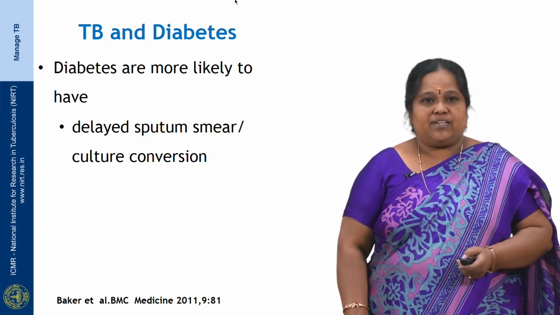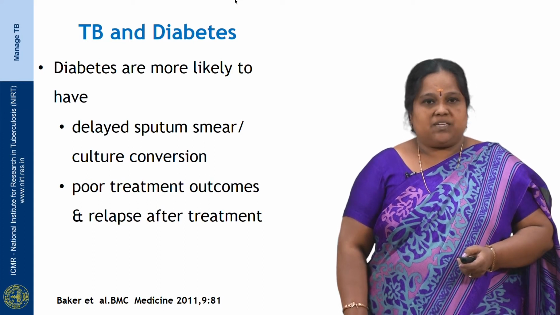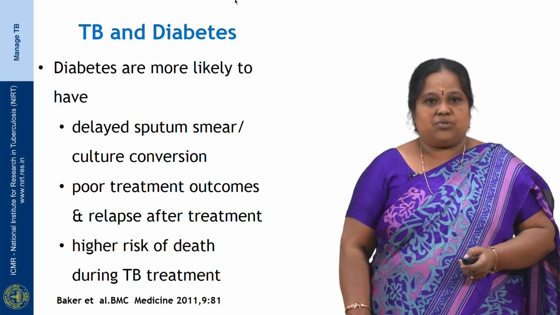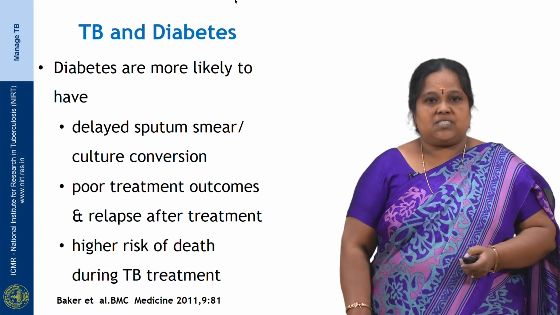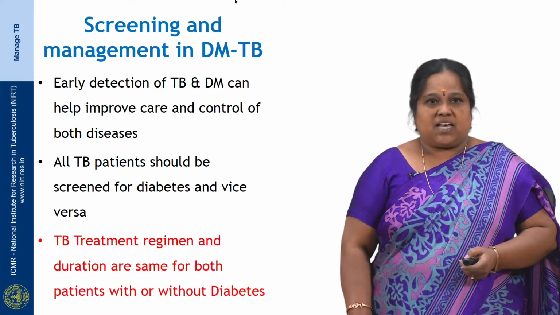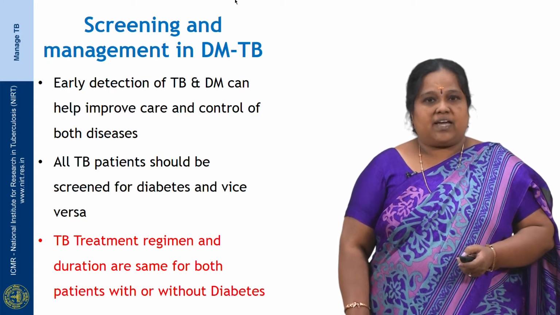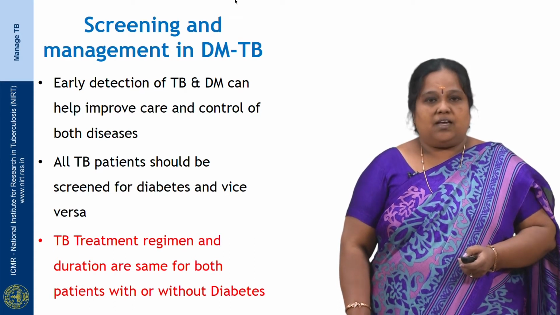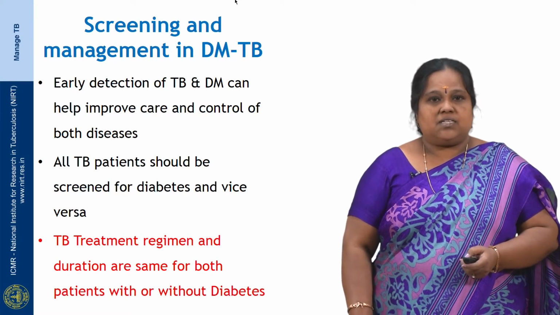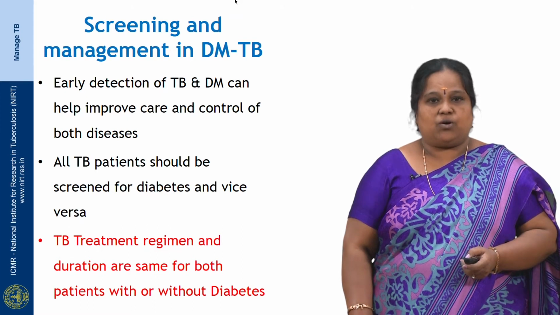Diabetics are more likely to have delayed sputum smear and culture conversion, poor treatment outcomes and relapse after treatment, and higher risk of death during TB treatment. So, this poses a great concern for the TB control program, emphasizing early detection of TB and diabetes, which can improve the care and control of both the diseases, and all TB patients should be screened for diabetes and vice versa. TB treatment regimens and duration are the same for patients with or without diabetes.